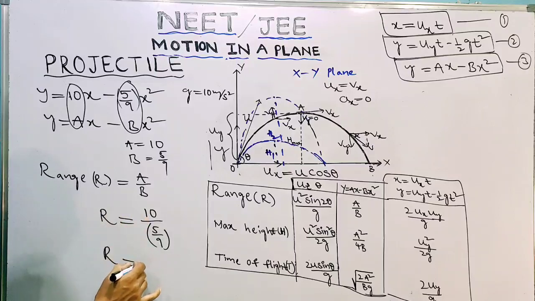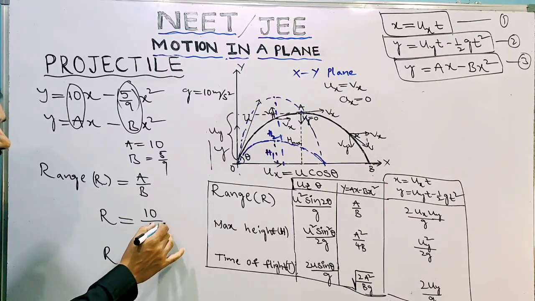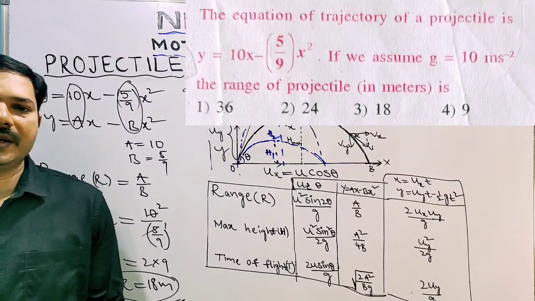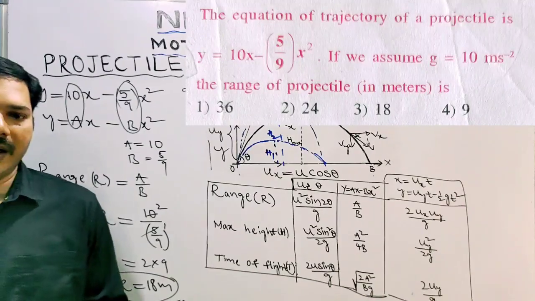The 9 goes to the numerator. What happened? 5 ones are 5, 5 twos are 10. 9 goes to numerator. So 2 into 9. Therefore, range R is equal to how much? 18 meters. So this is the answer.